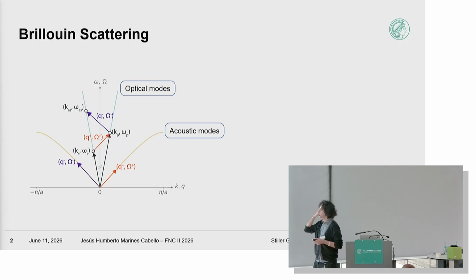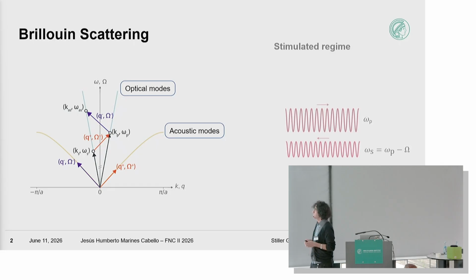This is a scattering process where two optical modes are coupled via one acoustic mode, and this can happen in two different processes, either an anti-Stokes process or a Stokes process, depending on the direction of the acoustic wave. What is interesting about this process is that it's easy to get into the stimulated regime. And this happens in the following way.